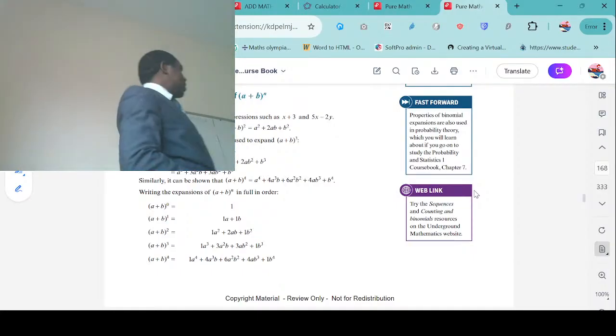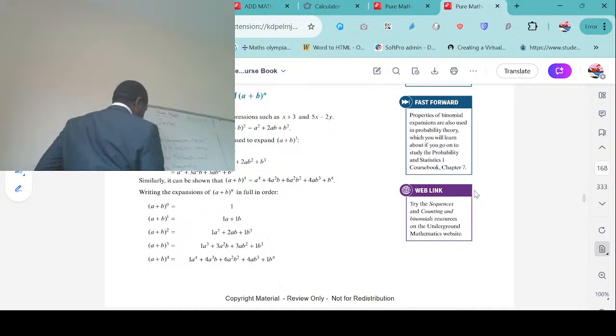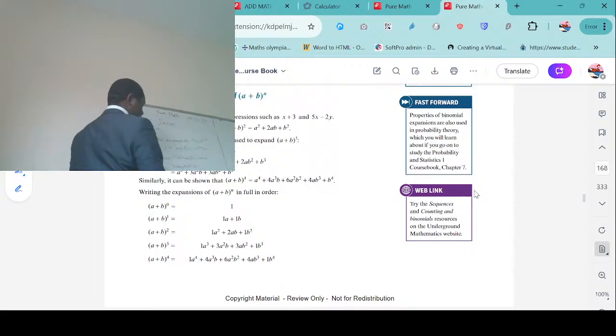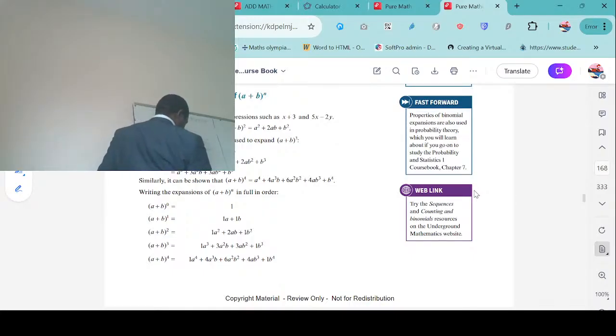Now, if I ask you to find a plus b raised to the power 5, you need to compute the subsequent row. So this is going to be 1, 5, 10, 10, 5, 1. The first term carries the highest power, then plus 5, which is the coefficient. The power of a decreases by 1, the power of b increases by 1. Plus, we go to the next coefficient, 10a cubed b squared plus 10a squared b cubed plus 5ab to the power 4 plus b to the power 5. So you're aware of all this.